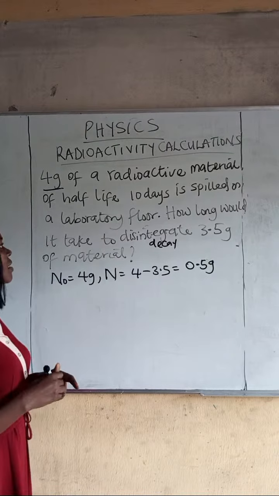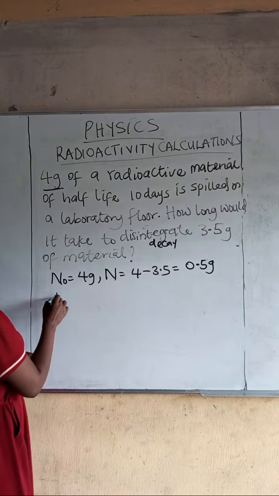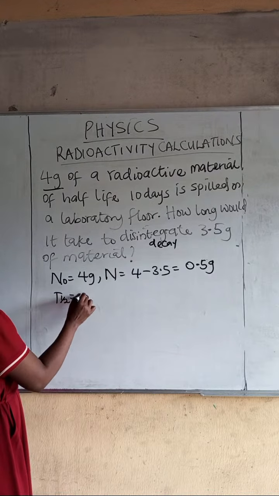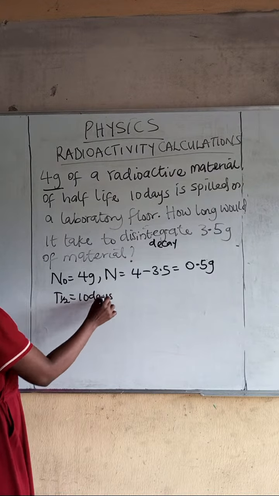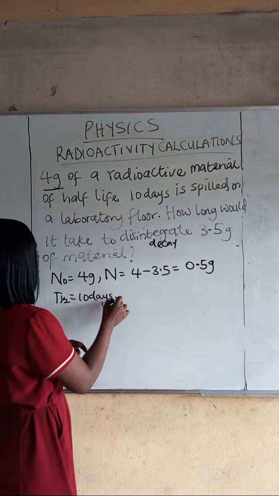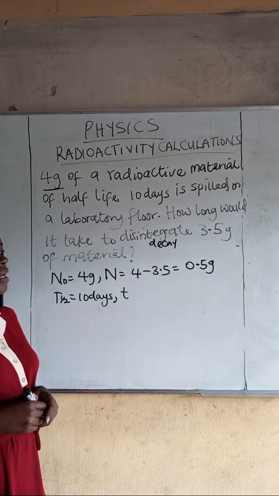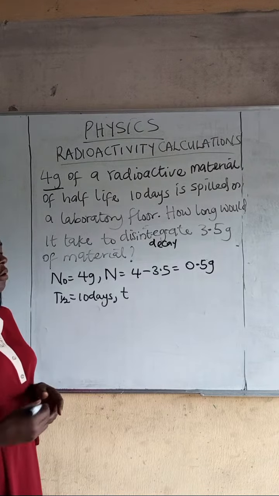Do we understand? Okay. Then the half-life is giving us 10 days. And I'm asked to calculate what? The time. So how do I do that? I'm going to use my formula to solve.